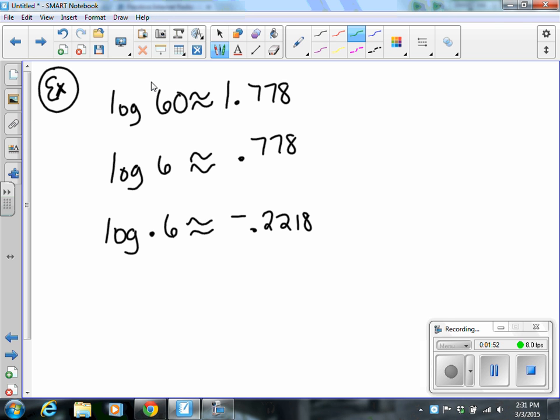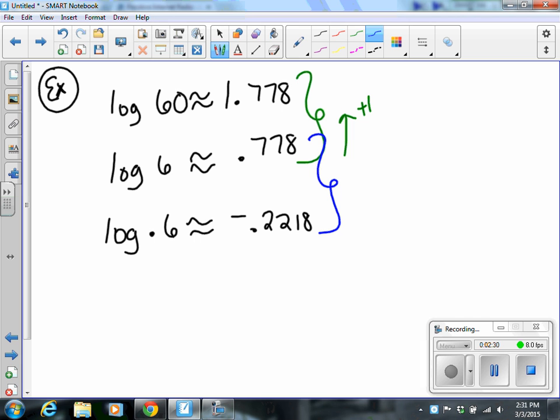So if I'm looking at the log of 60 and the log of 6, what's going on? Notice the decimal places are still the same, but the log of 60 has a 1 in front of it. Okay, how do you go from 6 to 60? You're adding a 10 spot, right? So if I'm going up here, I'm adding 1. Now let's look at the log of 6 to the log of 0.6. I'm subtracting a 10, or I'm going away from a 10 spot, I should say. I'm dividing by 10.